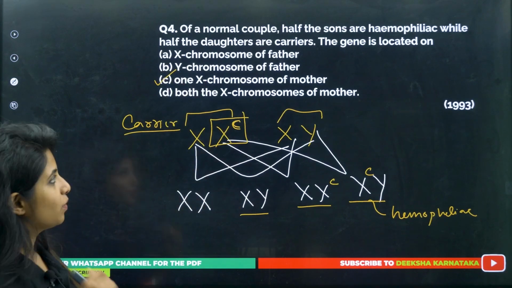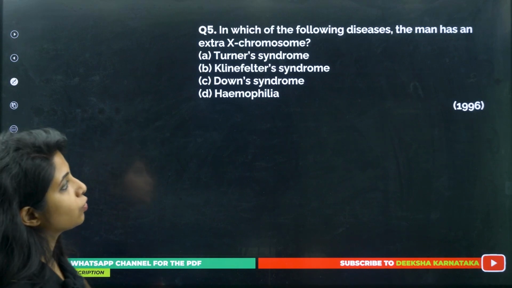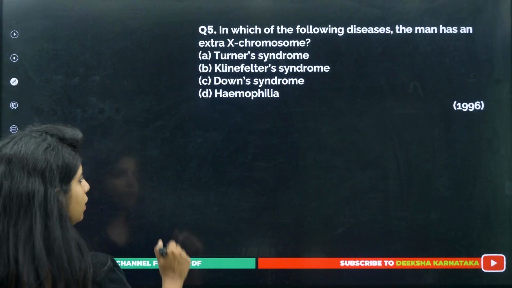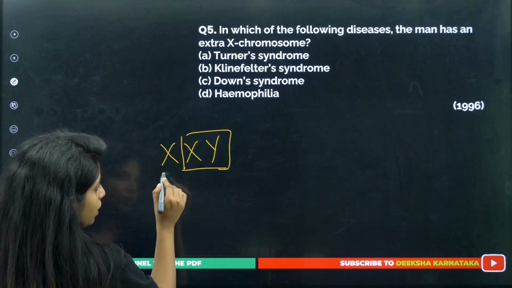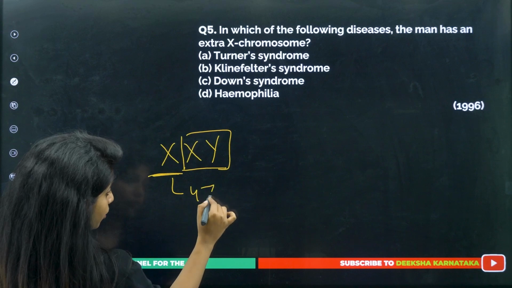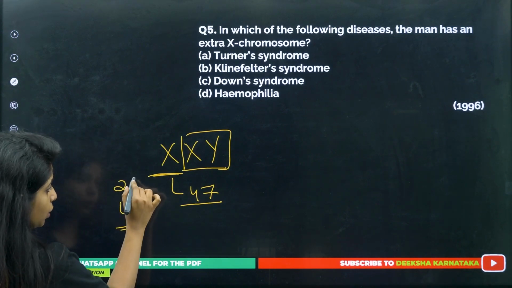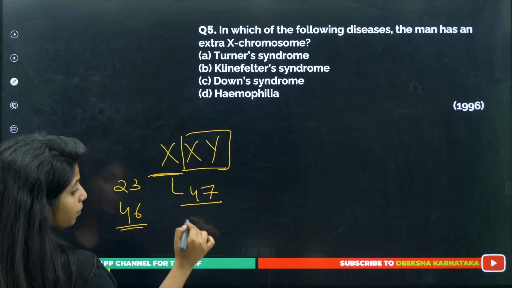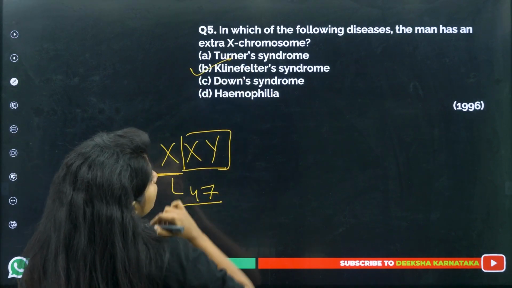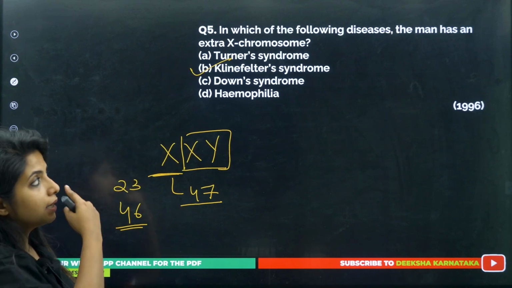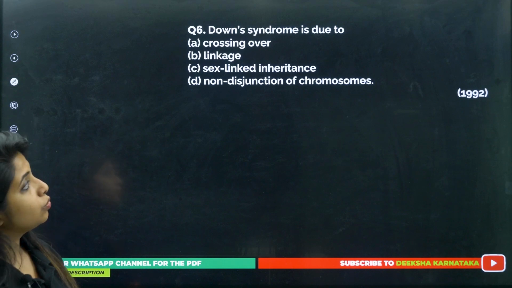I hope you understood this. Going ahead, in which of the following diseases does the man have an extra X chromosome? XXY. This is a man's normal chromosome, and you have one extra. That is a total of 47 chromosomes. Usually we have 46 chromosomes occurring in 23 pairs, but over here you have one more extra X chromosome. This occurs in Klinefelter syndrome, children. This came in 1996. Now, Down syndrome is due to what?